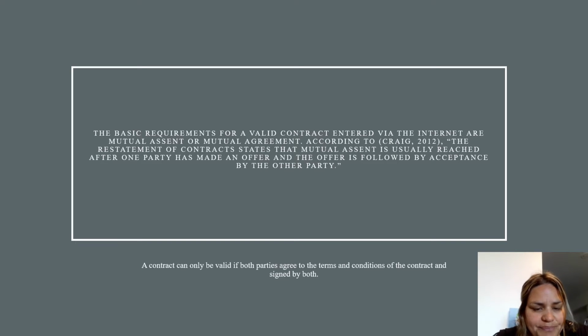Today we'll talk about e-contracts and the basic requirements for a valid contract when entered into via the internet. And the requirement is mutual assent, or mutual agreement.